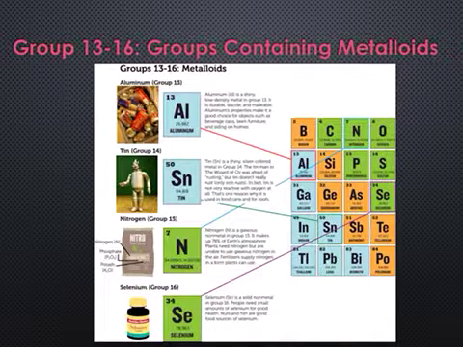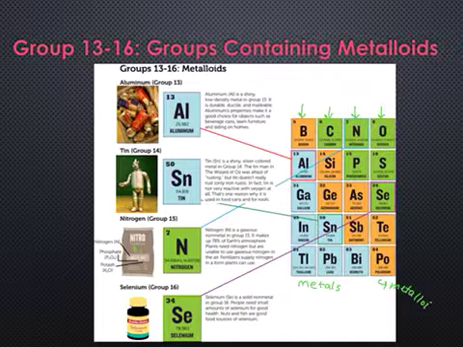So here's groups 13 through 16, showing you the various elements. Notice the top element is the name that each of those columns receives. And then the color coding tells you what class of elements, whether it's metals in blue, metalloids in orange, or nonmetals in green.